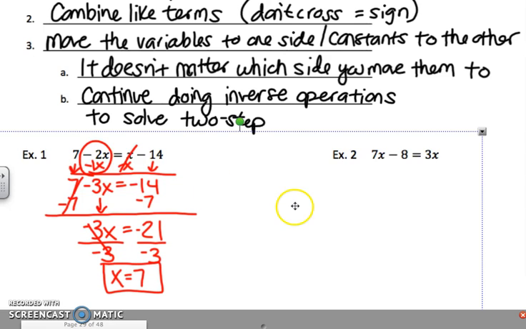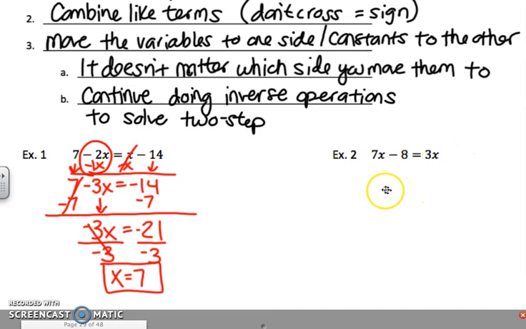Okay? All right. On example 2, looks a little bit different from example 1 because I'm kind of missing a constant over here. So I cannot distribute. Let's see if I can combine like terms. I can't combine anything on that side, and then 3x is by itself. So now I need to move the variables to one side. So like I said, I like to move my variables to the left, but in this case, I need to actually move this 7x to its best friend over here.